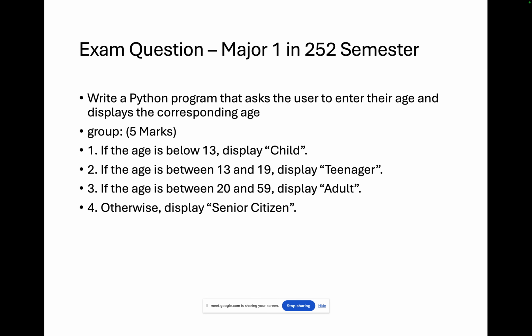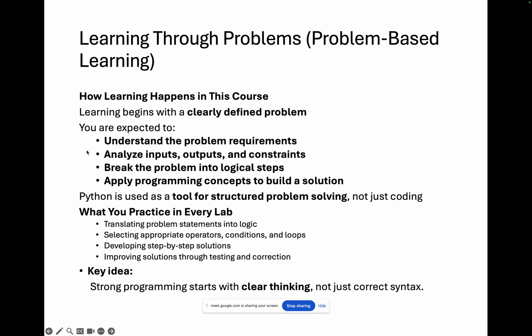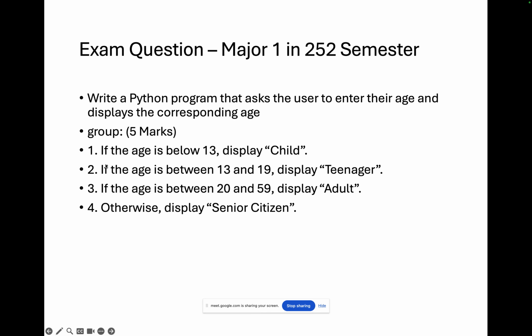So let's take this as an example. This is a question. Write a Python program that asks the user to enter their age and display the corresponding age group. It was a 5 mark question in the Major 1, and it had the following groups. If the age is below 13, display child. If the age is between 13 and 19, display teenager. If the age is between 20 and 59, display adult. Otherwise, display senior citizen. So these were exactly what was there in the question.